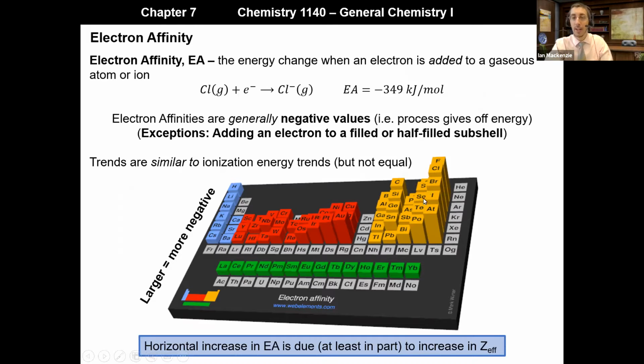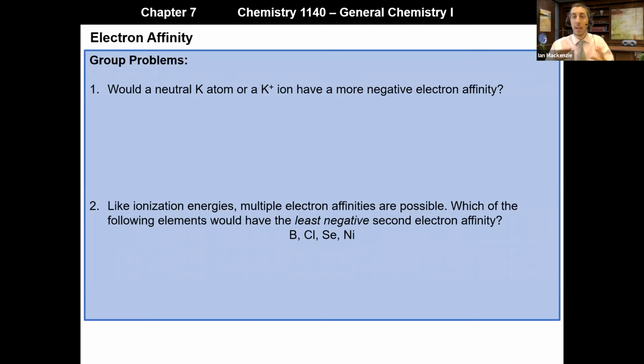Selenium, however, adding 2 electrons to that simply completes its p orbital set. So that's also completely fine. We would expect the second electron affinity to be negative for selenium. So I hope that that helps in terms of how we work through electron affinities and how it relates to ionization energy and how it's different.